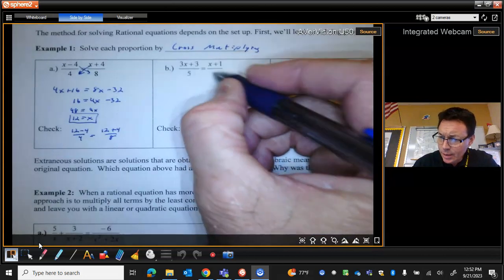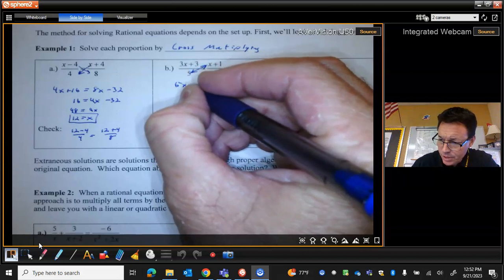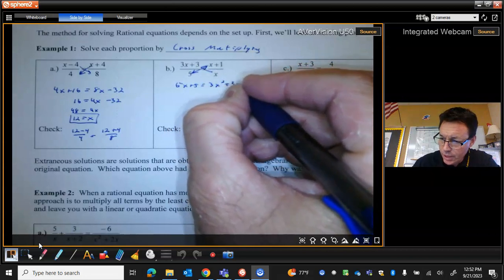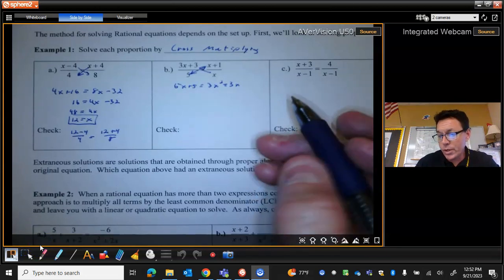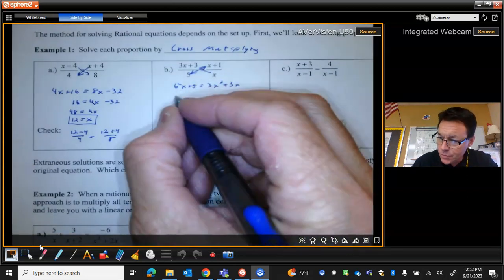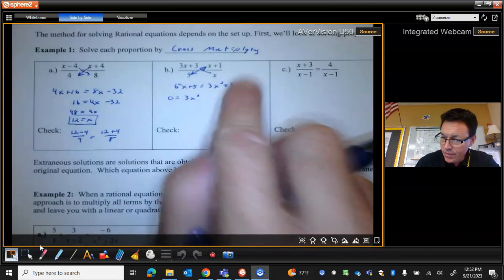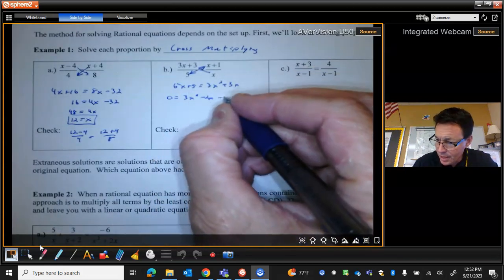Very similar. We're going to cross multiply, so if I multiply these two, I'm going to get 5x plus 5. If I multiply these, I'm going to get 3x squared plus 3x. Now, what's different about this is after I cross multiplied, I ended up with a quadratic. So, to solve a quadratic, we're going to move everything to one side, the side that's got the quadratic on it. So, 0 equals 3x squared. I'm going to subtract the 5x from the 3x, that's minus 2x. I'm going to subtract the 5 to the other side, that's minus 5.